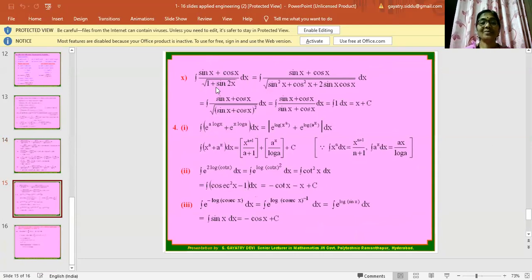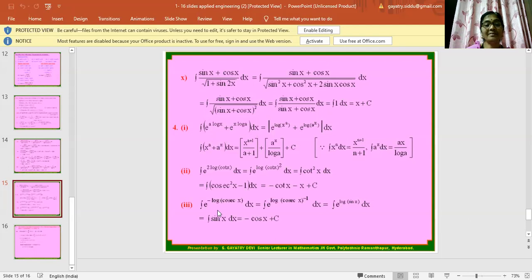Same trick we are following. 1 plus sin 2x: 1 is sin square x plus cos square x, and sin 2x is 2 sin x cos x, which is a square plus b square plus 2ab, so a plus b whole square, and the root removes the square. You are getting a plus b, that is sin x plus cos x. Both numerator and denominator are the same, so integral 1 dx gives you x plus c.